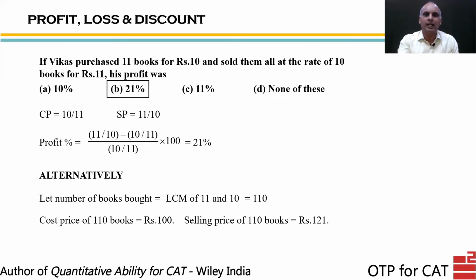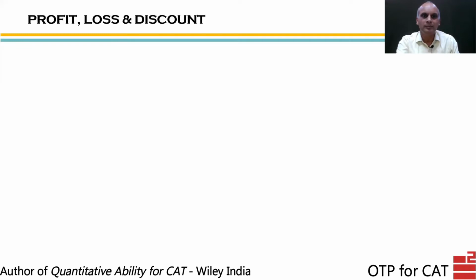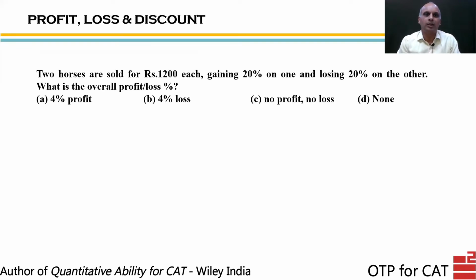And therefore, we see that for a certain number of books, the cost price comes out to be 100 rupees, and for those number of books the SP is 121 rupees, and that means the profit percent is clearly 121 minus 100 by 100, and that comes out to 21%. So I feel this is a slightly easier method than the previous method. Take one more example.